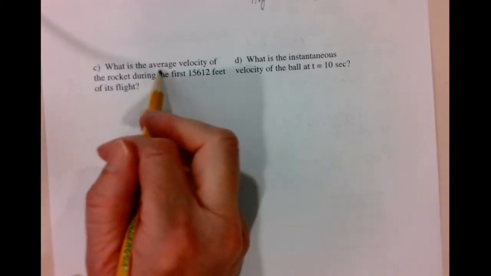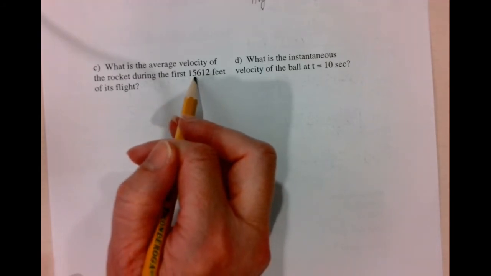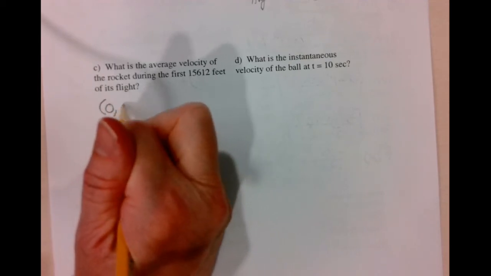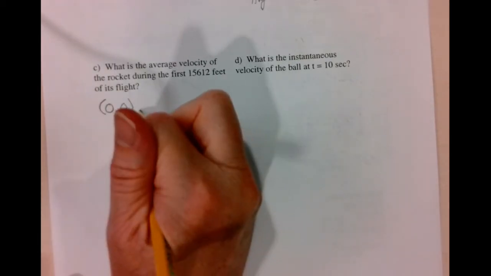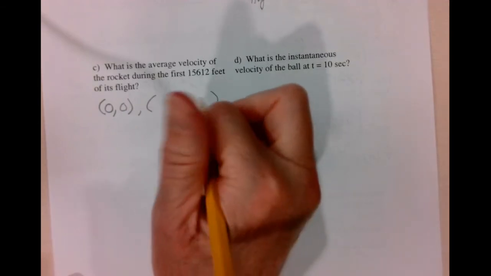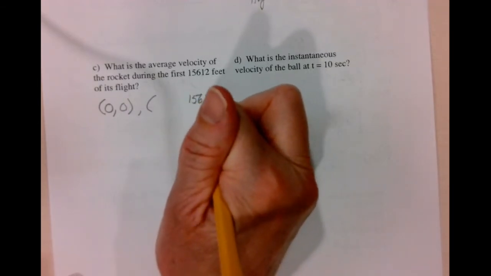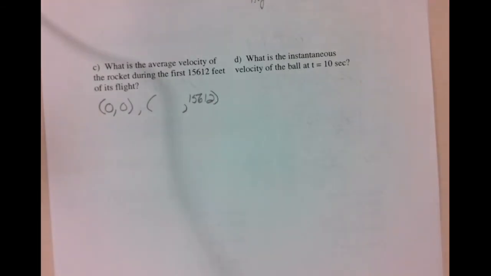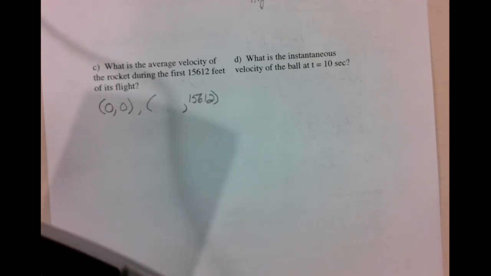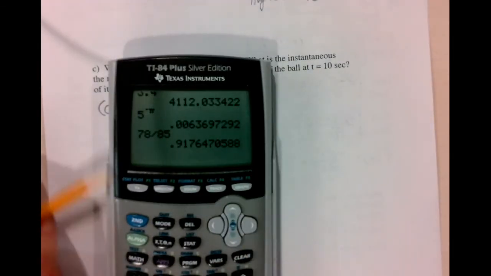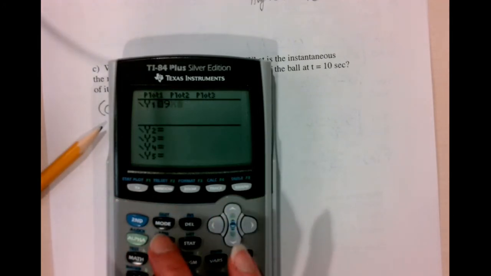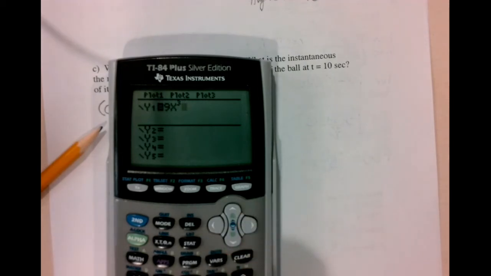This one, find the average velocity during its first 15,612 feet of its flight. During the first means we're starting at 0, 0, but now here's the glitch on this one. We have an ending height of 15,612 feet, but we don't know its time. So you grab your graphing calculator, and what you do is you plug in to y equals the position function, 9x to the third plus 5x.